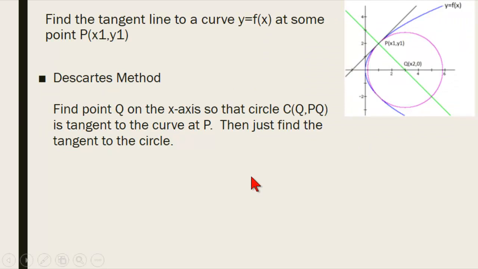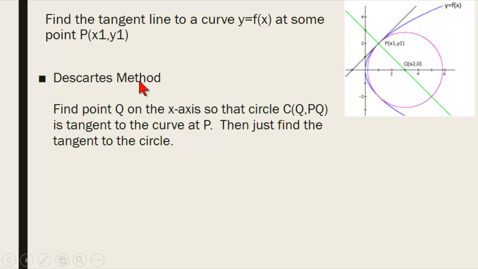Second, let's look at finding tangent lines. So the whole thing that starts this is this blue curve, y equals some function of x. And I pick a point, P, on the blue curve, and I ask for the tangent line, shown in black here. What's the equation of this line that's tangent to the blue curve at the point specified?